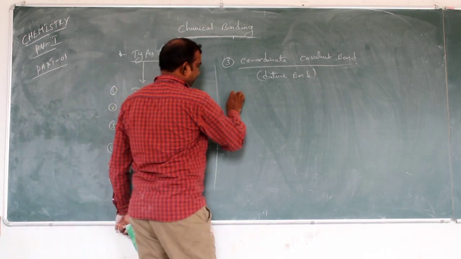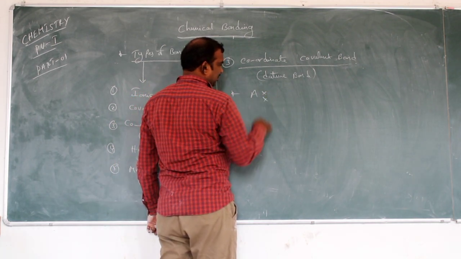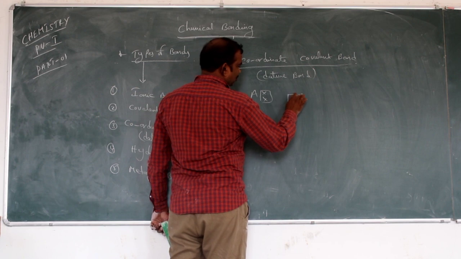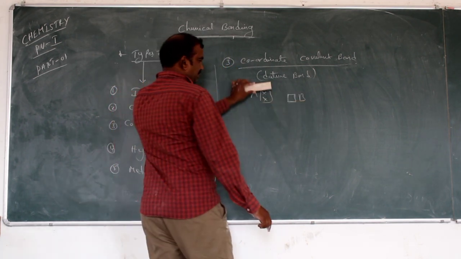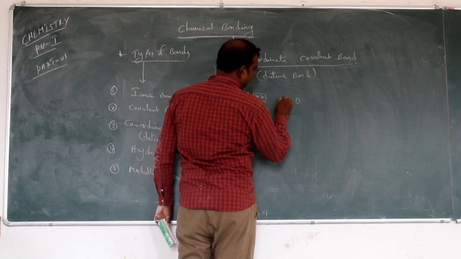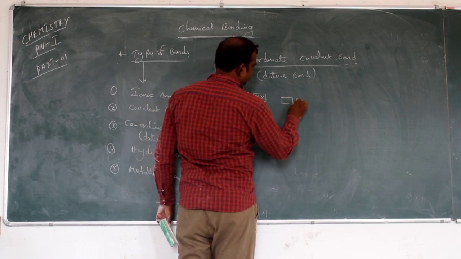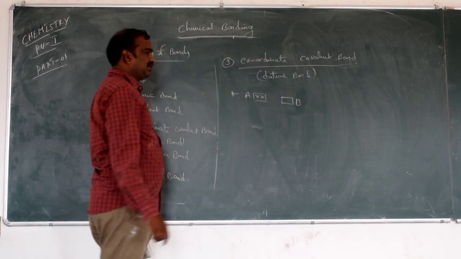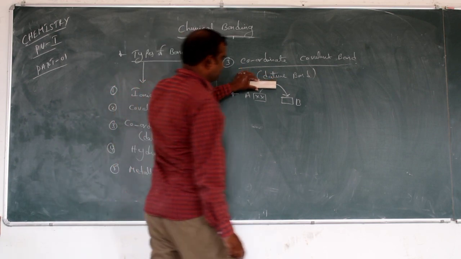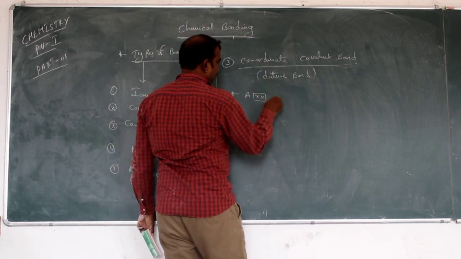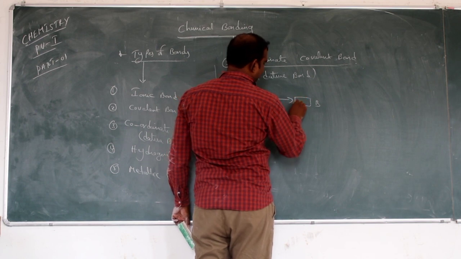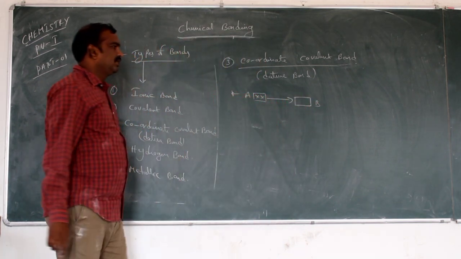Now if you look here, A has two electrons and B has no electrons, an empty orbital. So what will happen? A will donate electrons to B. We can indicate it like this: A donates electrons to this one.